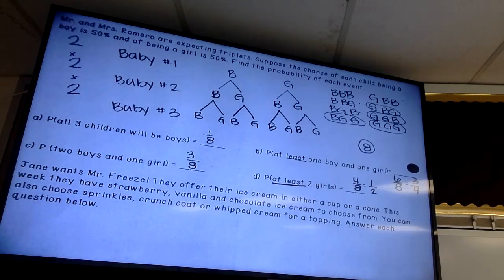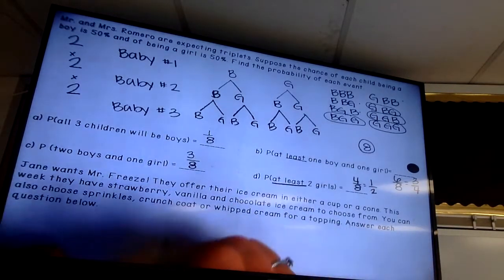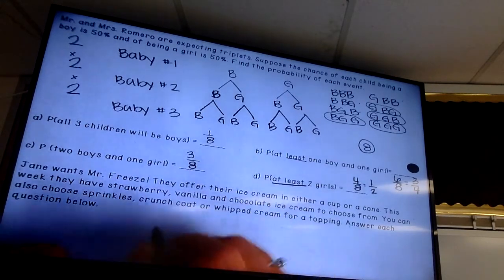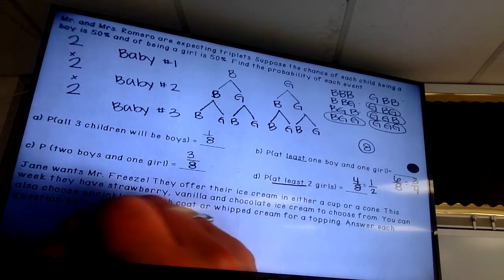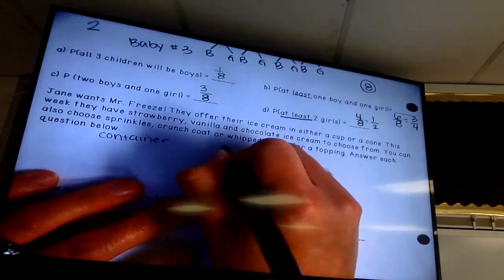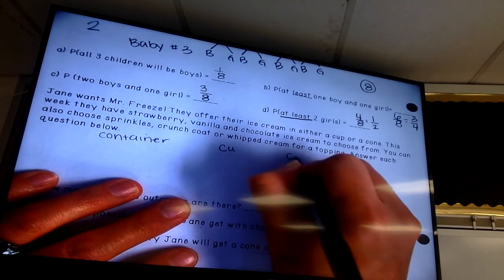I'm totally aware we could go to Mr. Freeze and get a cup of twist, chocolate and vanilla with sprinkles, crunch coat, and whipped topping, all of that all together. But we're choosing one of each event occurring. So when we do this, I'm going to say container. I guess we'll call the first thing a container. So there's 2 container options. We can either have it in a cup or a cone.